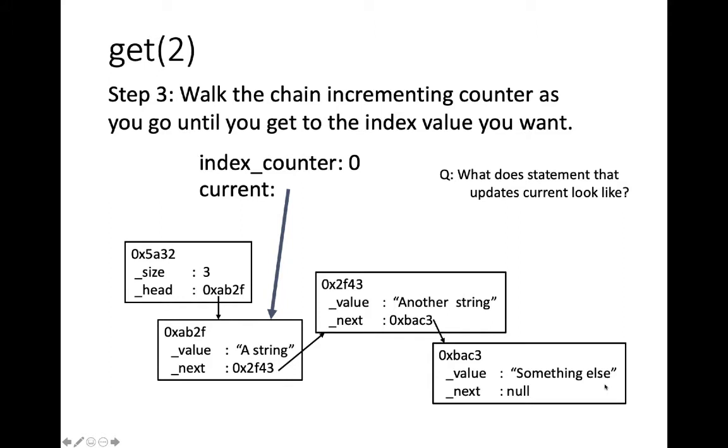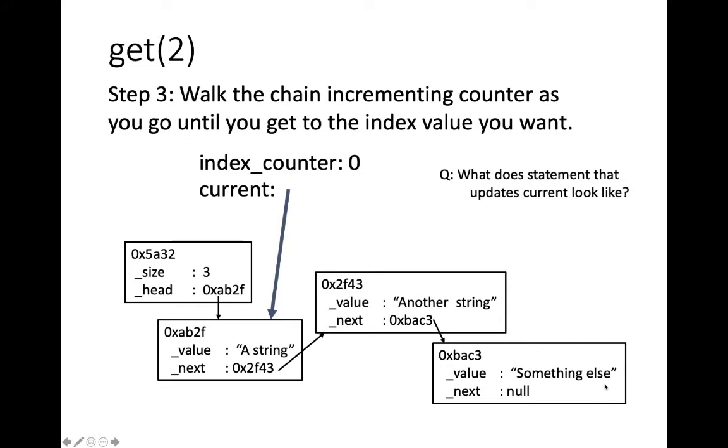And we're going to walk the chain and increment a counter as we go until we're at the index value we want. We know that index counter is 0, so that's not it, right? Presumably we're going to have some sort of while loop, and we're going to walk until index counter is equal to the index we're looking for, in this case 2. So updating index counter, that's easy, right? As we go from one node to the next, we'll just go from 0 to 1. So I know how to update index counter. That just adds 1 to index counter.